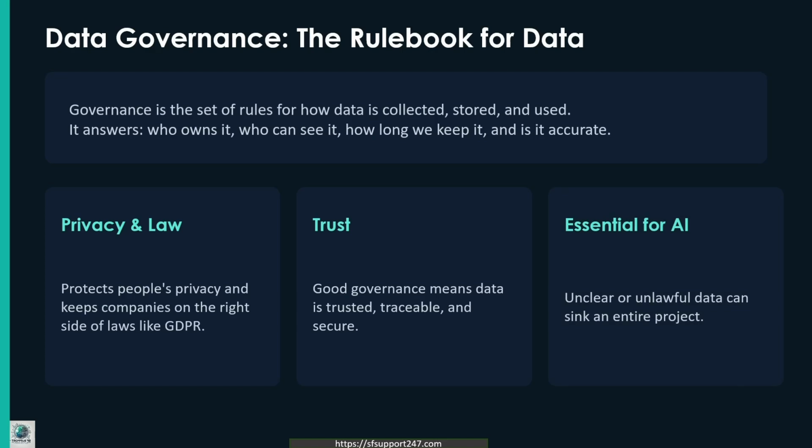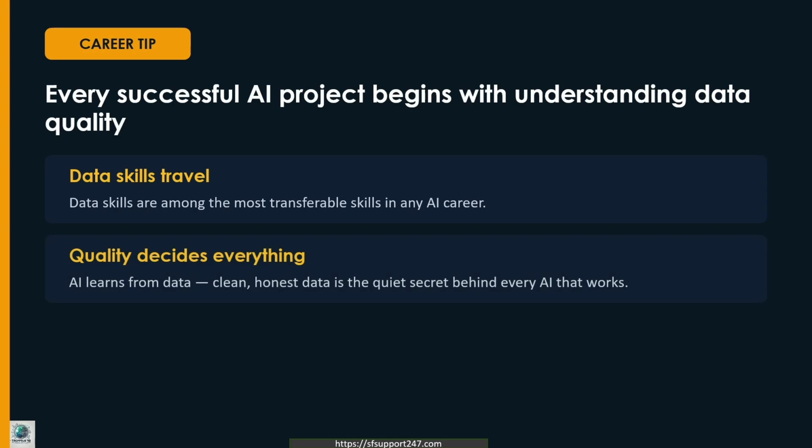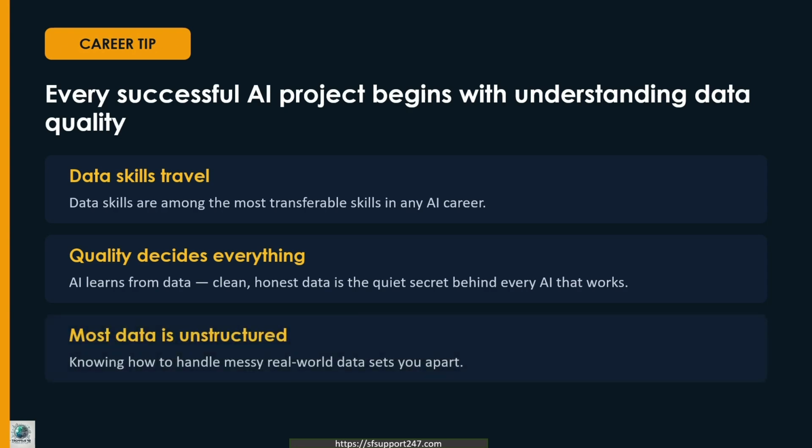As we discussed, AI will be as good as the data that we feed it. Career tip: every successful AI project begins with understanding data quality. Data skills travel. Data skills are the most transferable skills in the AI career. If you are a data engineer and you want to get into AI, it's pretty easy because data is the crux of it. Quality: AI learns from the data. As we discussed, most data is unstructured, like images and videos. We know the difference between structured and unstructured.